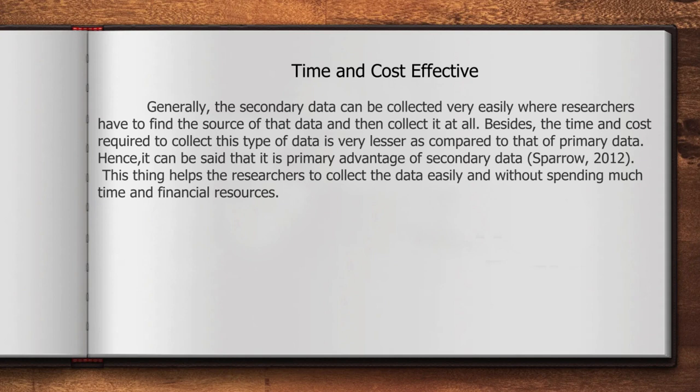Generally, secondary data can be collected very easily, where researchers have to find the source of that data and then collect it. Besides, the time and cost required to collect this type of data is much lesser as compared to that of primary data. Hence, it can be said that it is a primary advantage of secondary data. This helps the researchers to collect the data easily and without spending much time and financial resources.